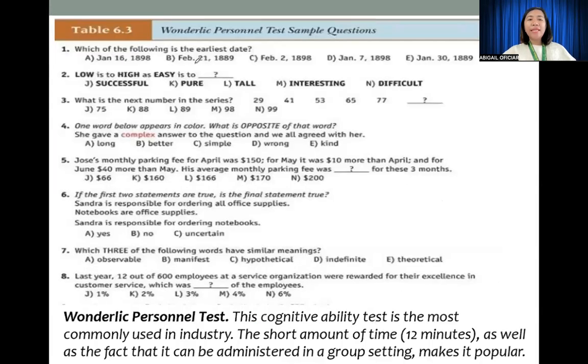Okay, so this is an example of a test, the Wonderlic personnel test, but please do not screenshot this. This is forbidden. This is just used for discussion purposes. So avoid capturing this or else you will be reported. Okay?